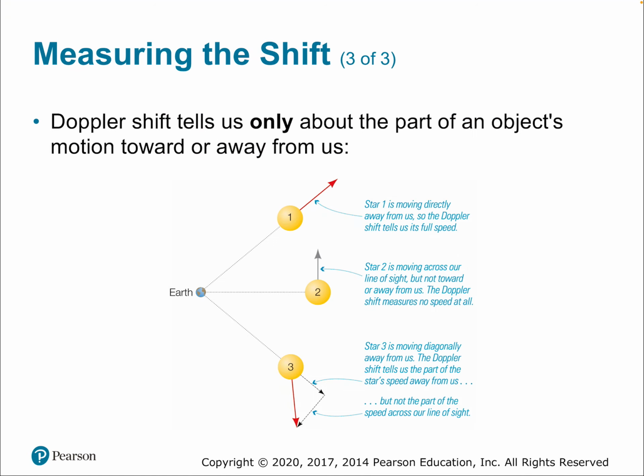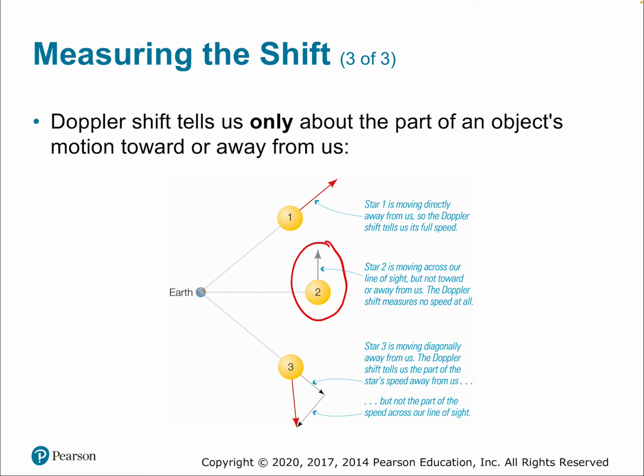But there is a limitation. The Doppler shift tells us only about the part of an object's motion towards or away from us. So if an object is moving exactly parallel to us, just moving to the side, left and right, with no towards or away motion, then there is no measured shift, even though the object could be moving at high speed. So we actually know nothing about its speed.